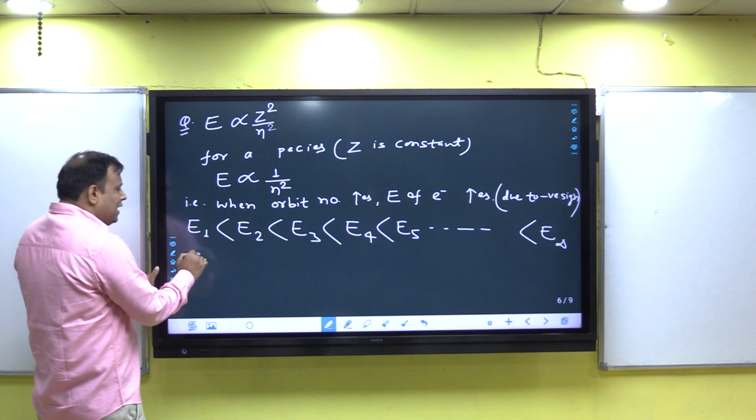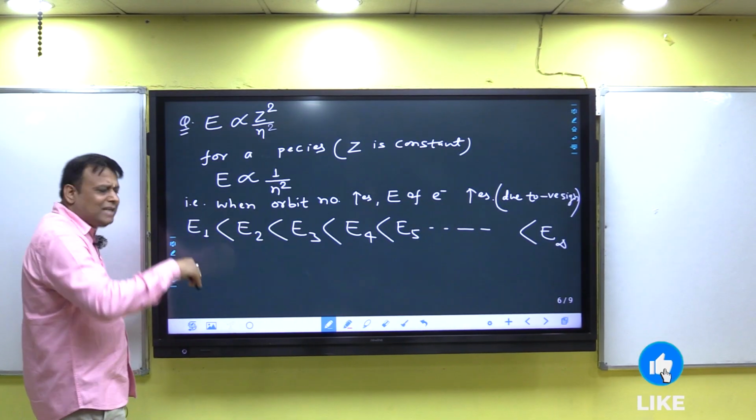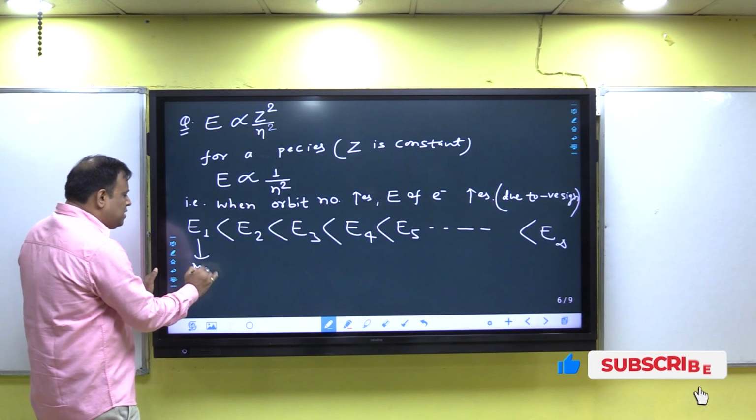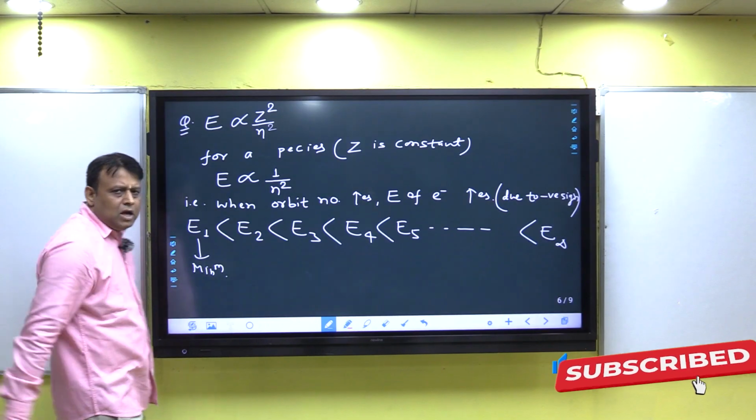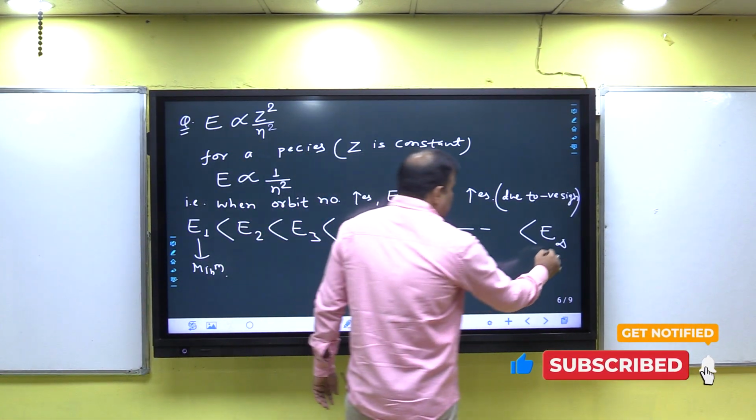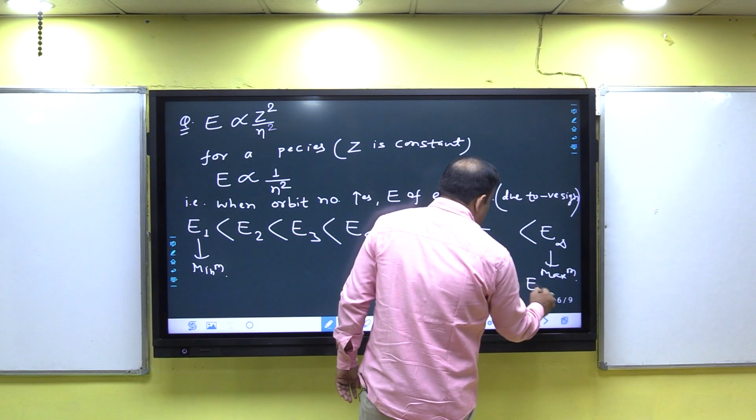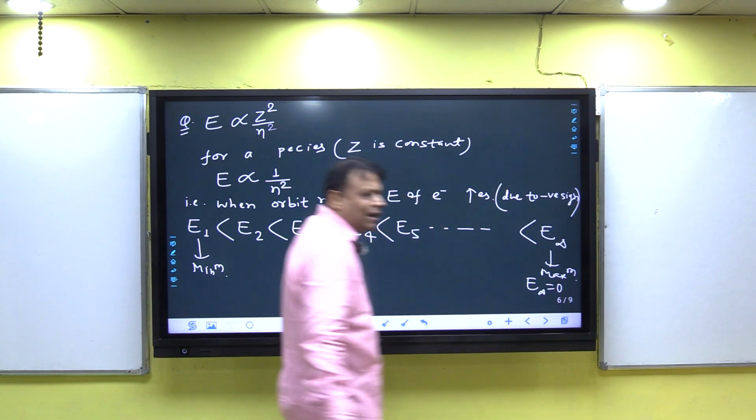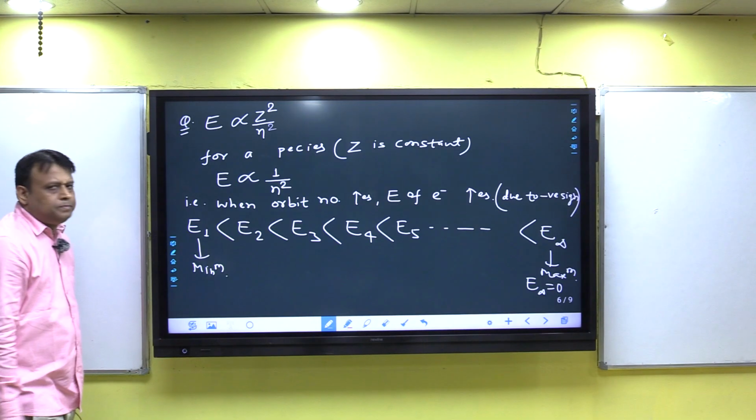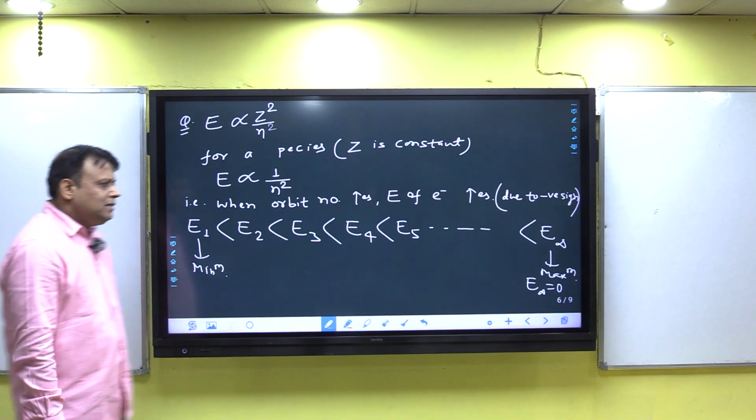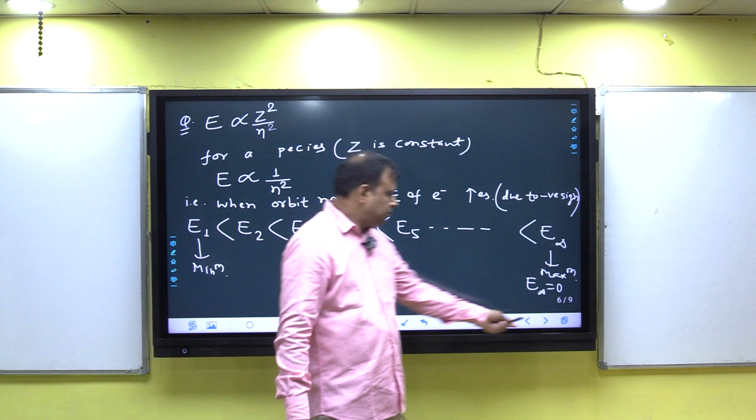Always keep in mind, in any atom and any species, E1 is minimum and E infinity is maximum, and at infinity the energy of the electron will be 0. Again, next part.